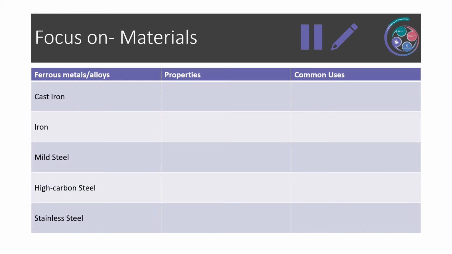These are the ferrous metals and alloys that you need to know: cast iron, iron, mild steel, hard carbon steel and stainless steel. I would suggest that you pause the video now, copy the table and add in the properties and common uses of each material.